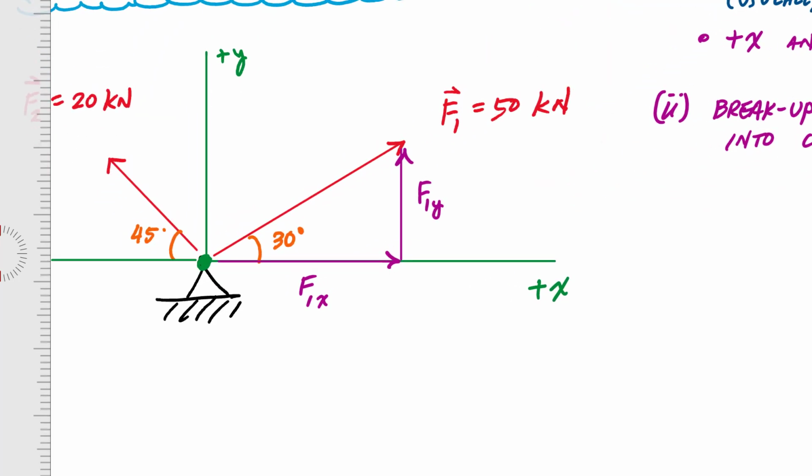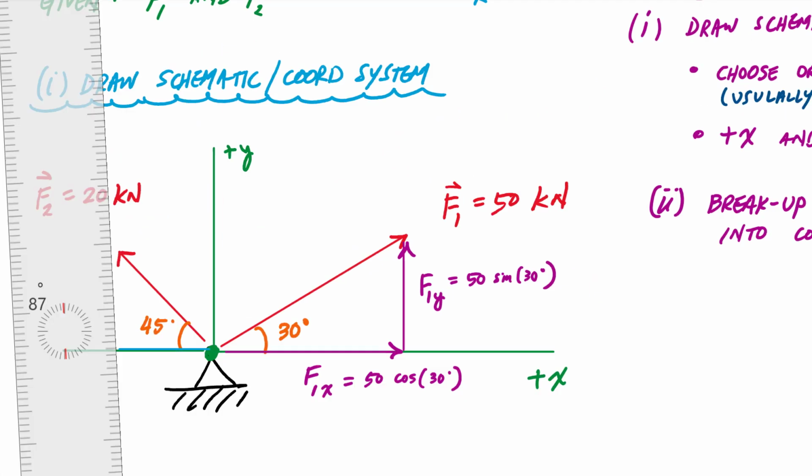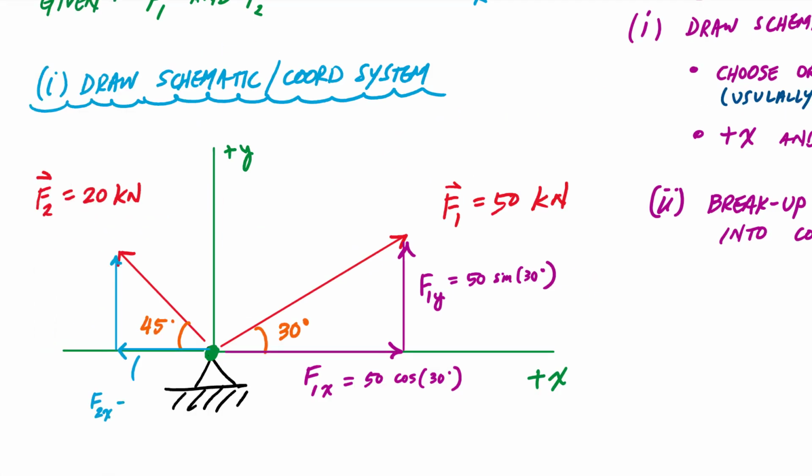From basic right triangle relationships, we know that F1y is 50 kilonewtons sine of 30 degrees. And we know that the horizontal component from cosine is 50 kilonewtons cosine of 30 degrees. That's F1 broken out into components. And I can do the same for F2. Here's the horizontal component for F2, which is 20 cosine of 45 degrees, and the vertical component, F2y, would be 20 sine of 45 degrees. So I've broken everything out into components.